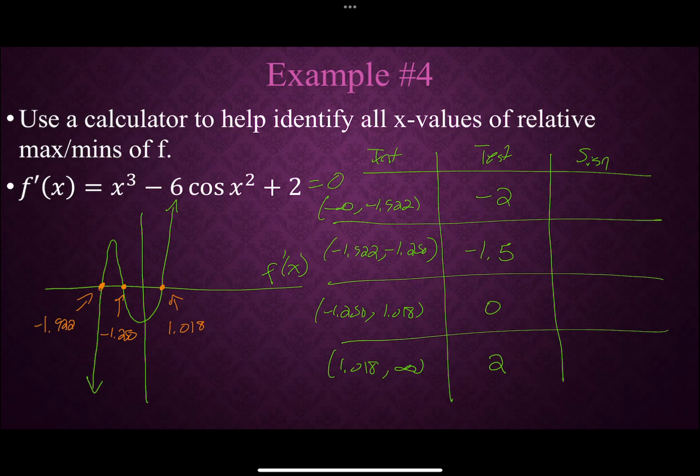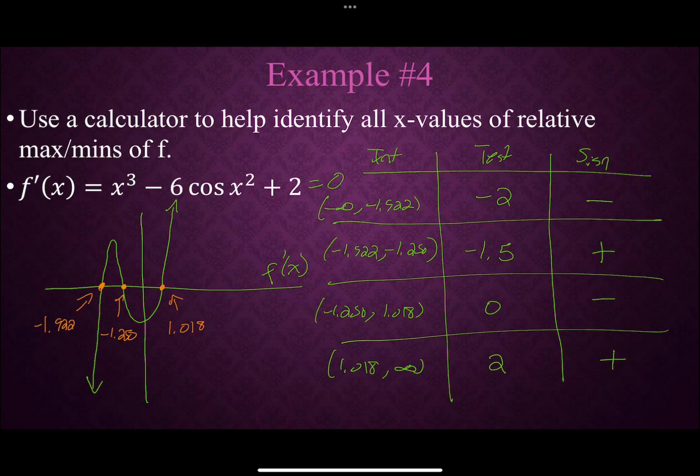We can see at negative 2 we are below the x-axis, which means the derivative is negative. At negative 1.5, that little peak in there, we can see we're above the x-axis, so the derivative is positive. At 0, we can see we're below the x-axis, so the derivative is negative. And at 2, we can see that we're above, so it's positive.